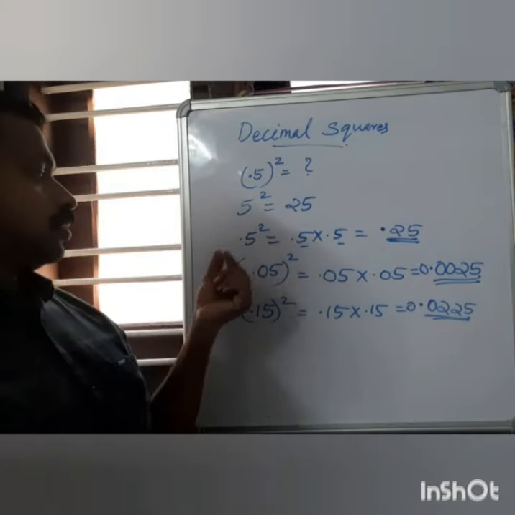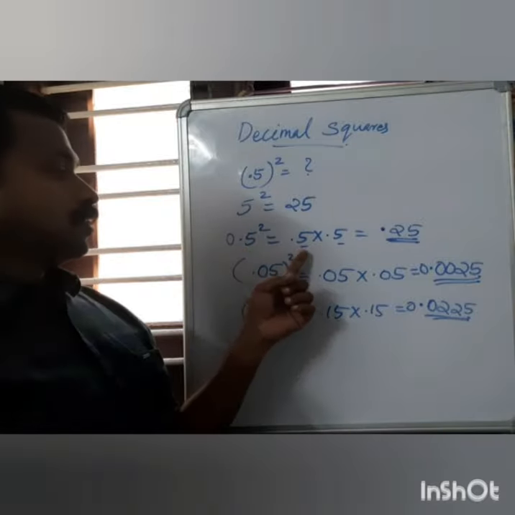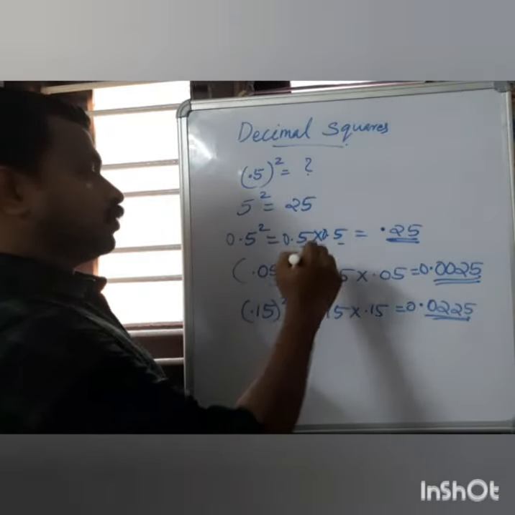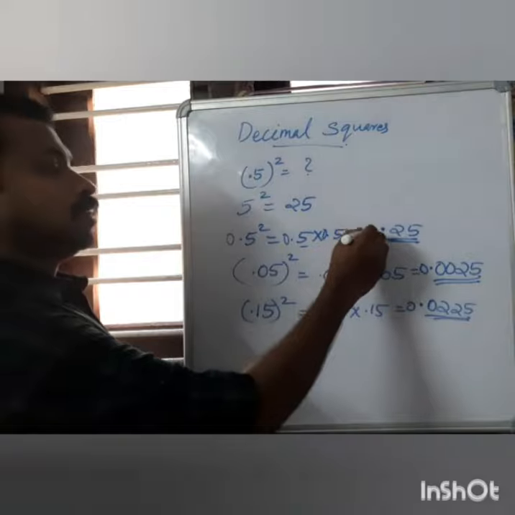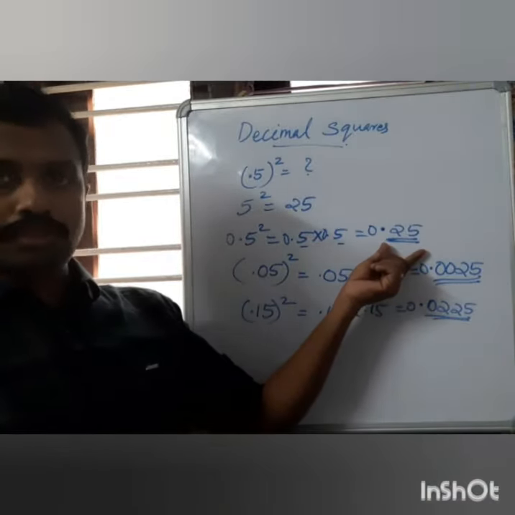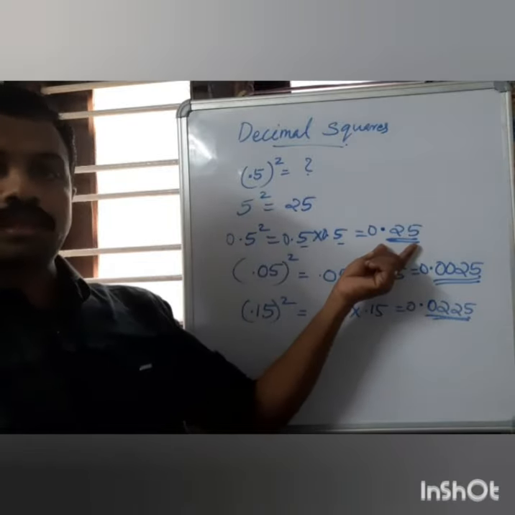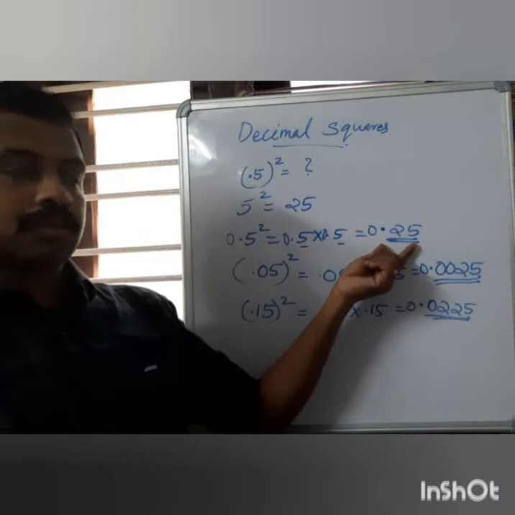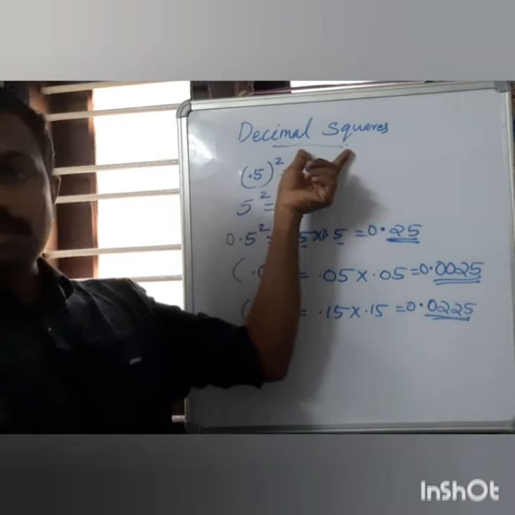Here 1 decimal, 0.5 square. So 0.5 into 0.5, you will get 0.25. So here 1 decimal, you will get the answer as 2 decimals. Take the double. Double the decimal places should be there. So this is the decimal squares.